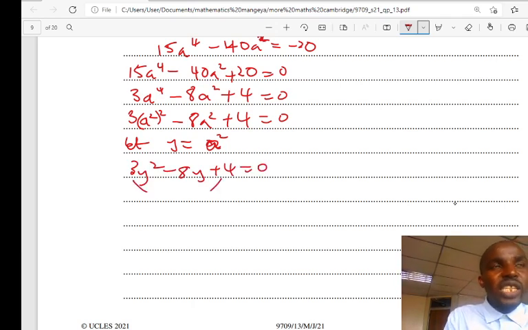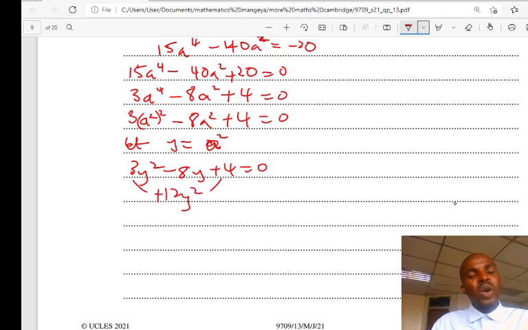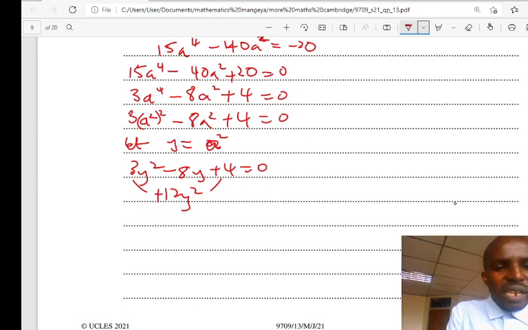Then factorize this one. You take this, and this is plus 12y squared. Which two numbers, when you multiply, give you plus 12, and when you subtract, give you minus 8? It's minus 6 and minus 2. So it will be 3y squared minus 6y minus 2y plus 4 is equal to 0.